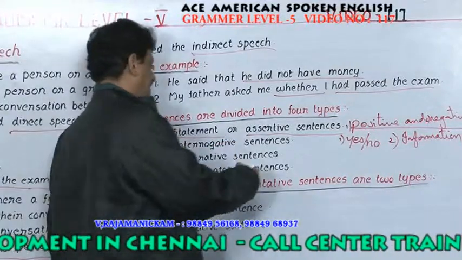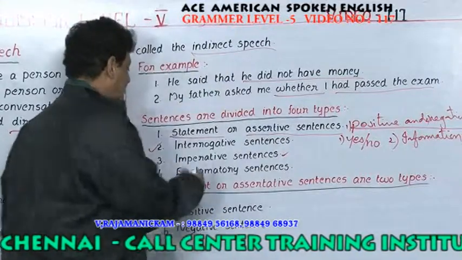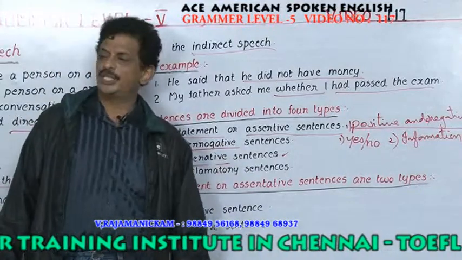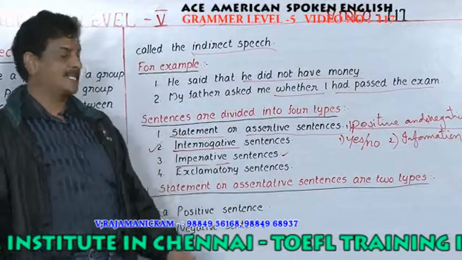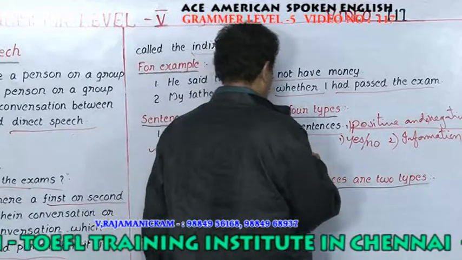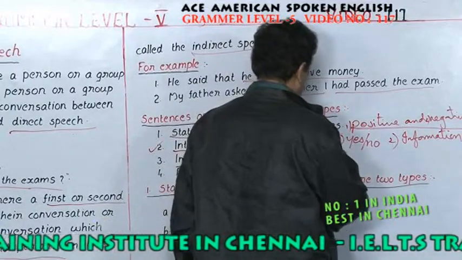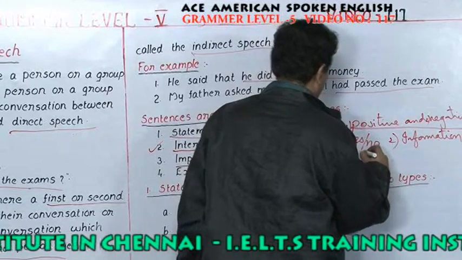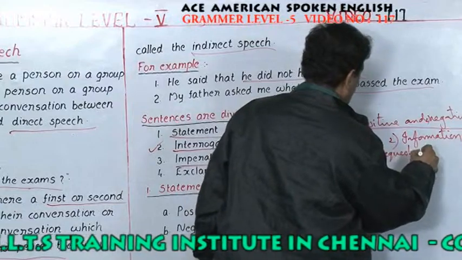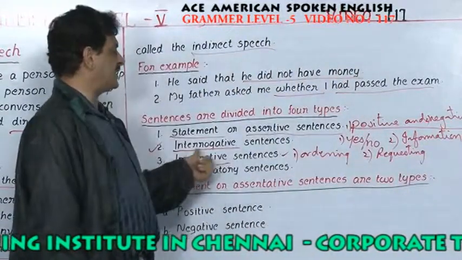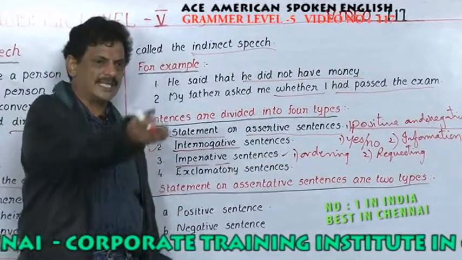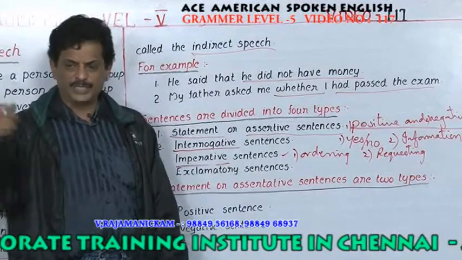Then the third type is the imperative sentence. What is an imperative sentence? This is one of the sentences you speak and hear from morning to night. What do you mean by imperative sentence? Ordering sentence. It is also divided into 2: ordering, and number 2 is requesting. Ordering means what? Get up. Come here. Bring the book.